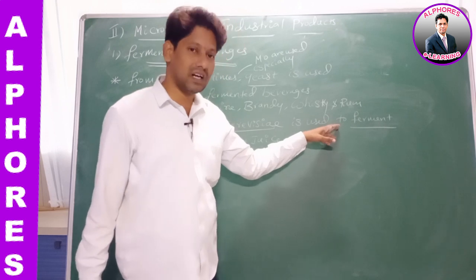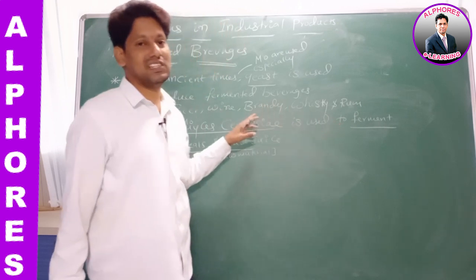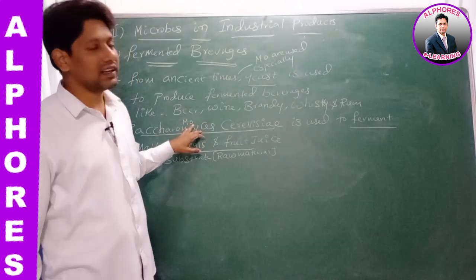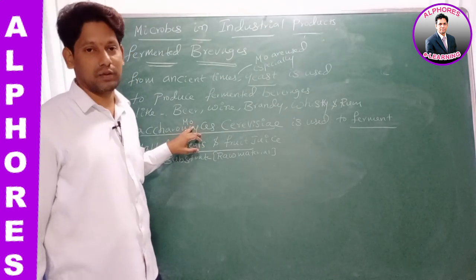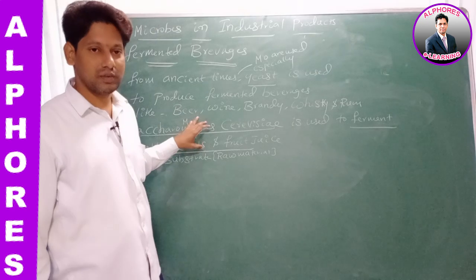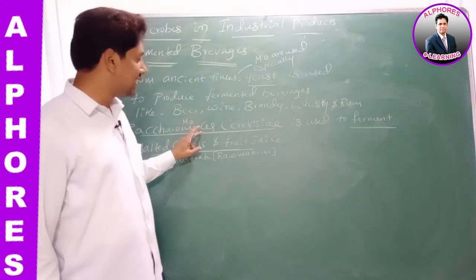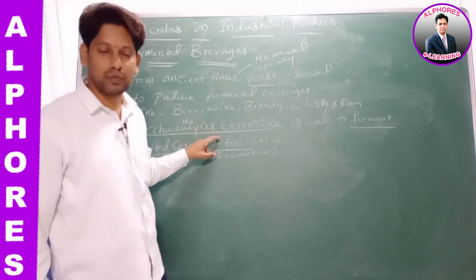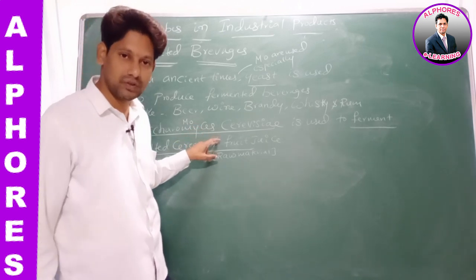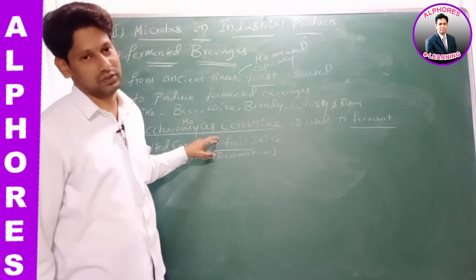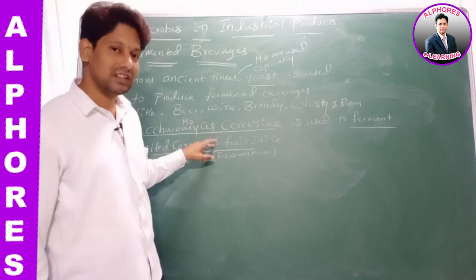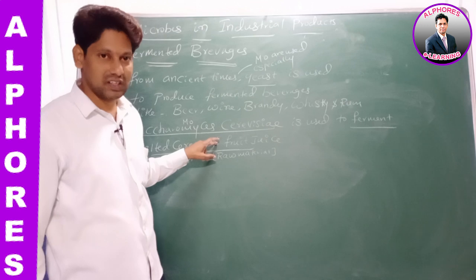The first one is alcoholic fermentation. The second one is acid fermentation. Then which fermentation takes place here? Alcoholic fermentation takes place. If alcoholic fermentation takes place, what is produced? Ethyl alcohol as well as carbon dioxide are produced.